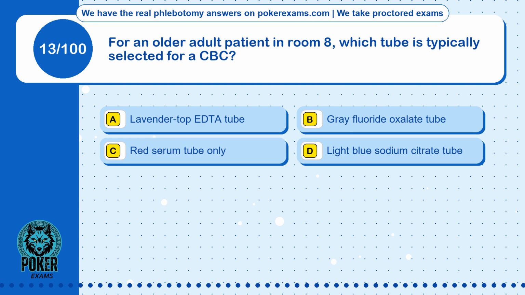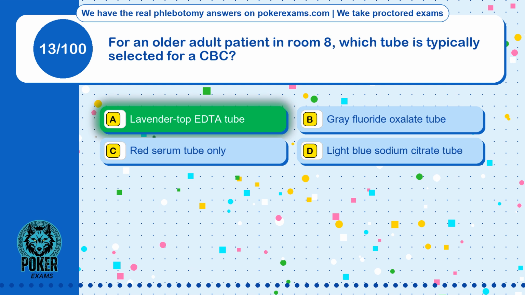Question 13. For an older adult patient in room 8, which tube is typically selected for a CBC? Option A, lavender top EDTA tube. Option B, gray fluoride oxalate tube. Option C, red serum tube only. Option D, light blue sodium citrate tube. The correct answer is option A.